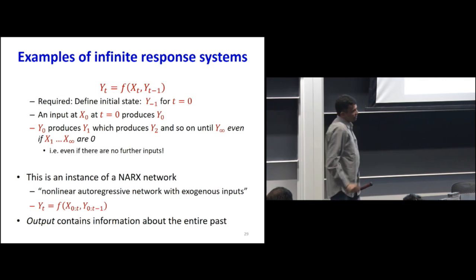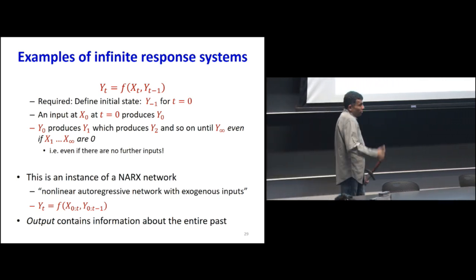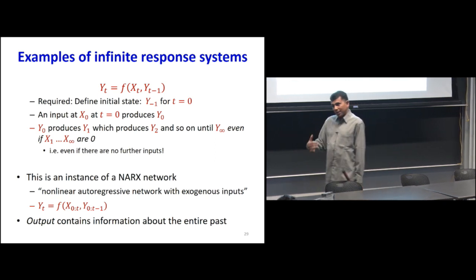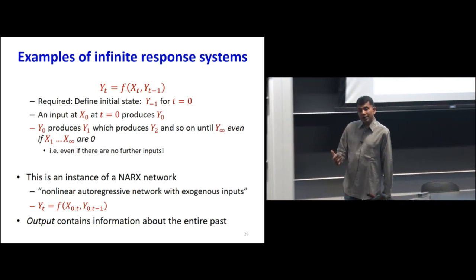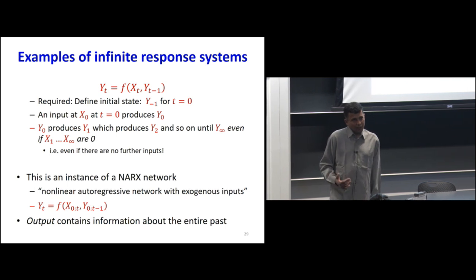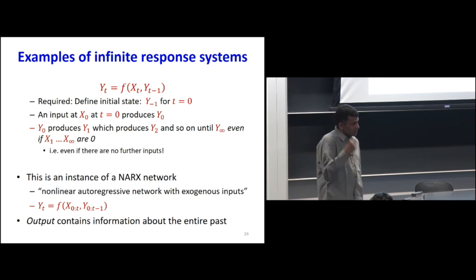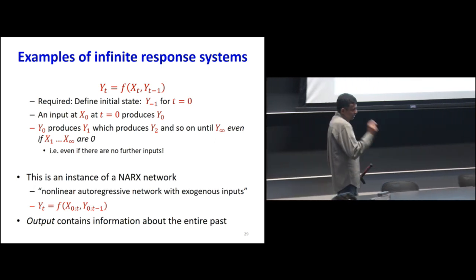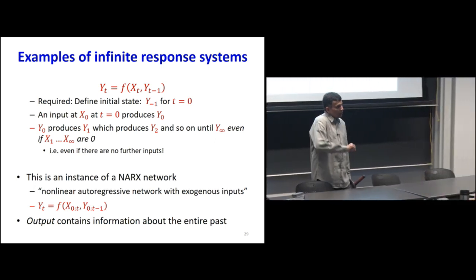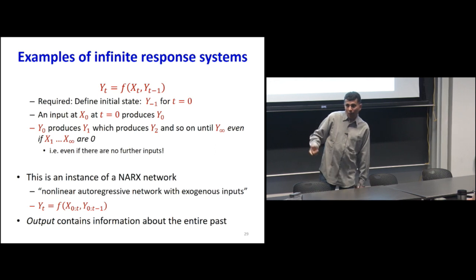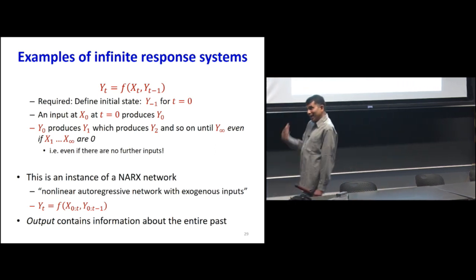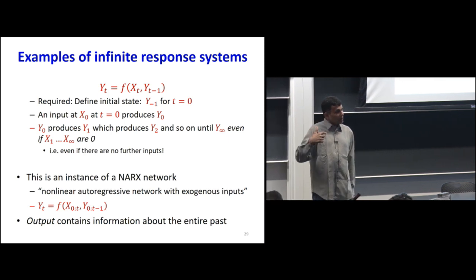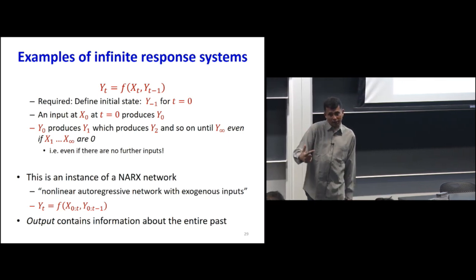So here's a very simple way of doing it. I'm going to say that the output at time t depends not only on the input at time t, but also the output at time t minus 1. So in this case, what happens? Suppose I have some input at time 0. Everything is quiescent. Something happens at time 0. This is going to produce an output at time 1. But now at the next time, because I've had an output at the previous time, that is going to cause an output.